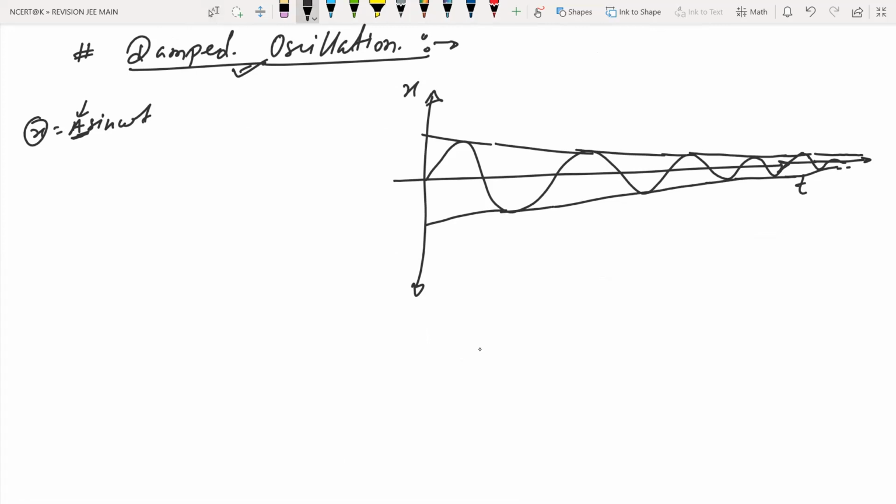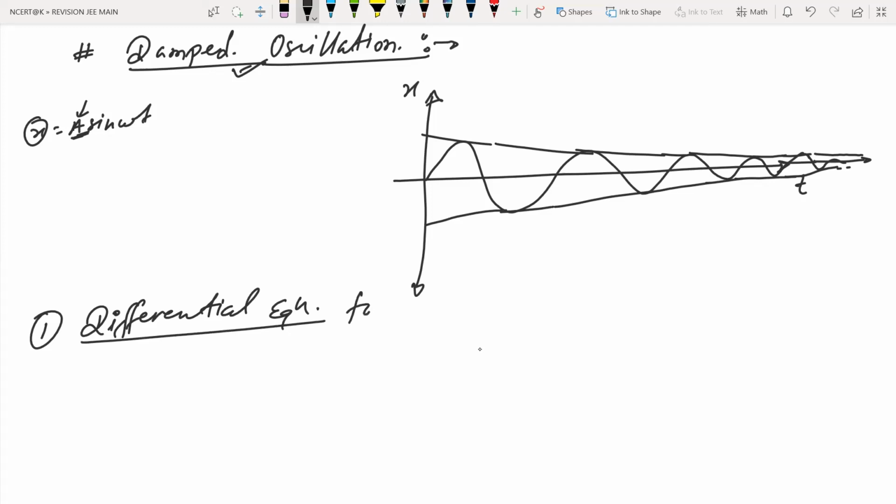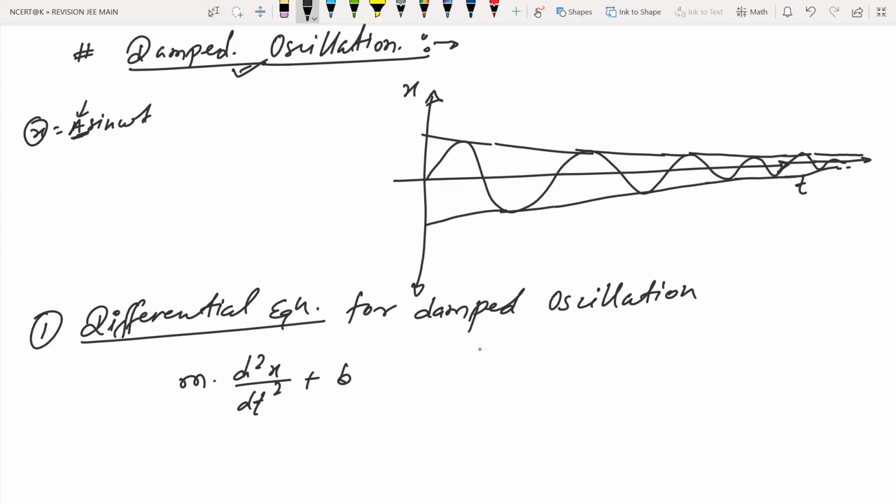तो डैम्प्ड ऑसिलेशन का जो सबसे इंपॉर्टेंट पार्ट है, वो है इसका डिफरेंशियल इक्वेशन. So differential equation for damped oscillation. इसको अगर आप लिखेंगे तो this is in the form of m d2x by dt square. This is the m into a, then we have b into v. v यहाँ पे v को हम लोग लिखते हैं dx by dt. This is v, and then we have k into x.